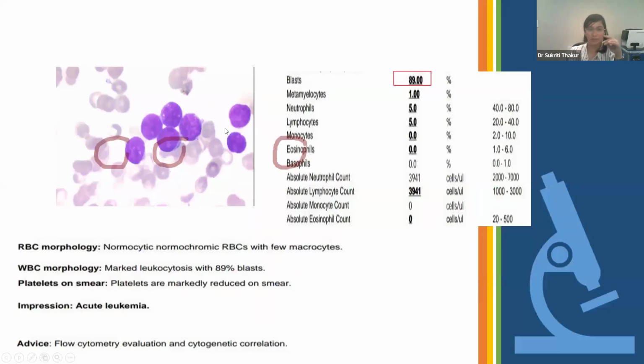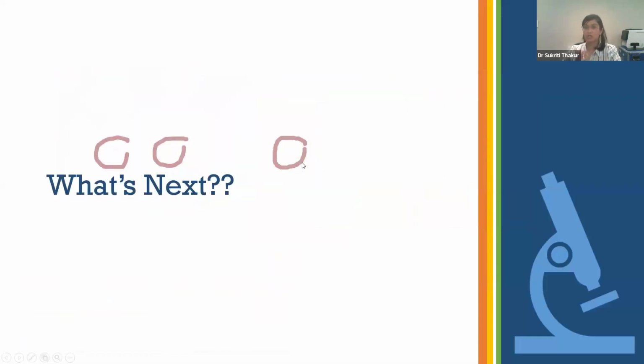So we saw the morphology. On morphology, we can see these small to medium sized cells, which are not looking like lymphocytes, of course, because the chromatin is very condensed and there is very scant cytoplasm. These cells appeared to be blasts, which were approximately 89%. So yes, my dear friends, this case had acute leukemia. So as pathologists, we tell our clinician that this is acute leukemia.